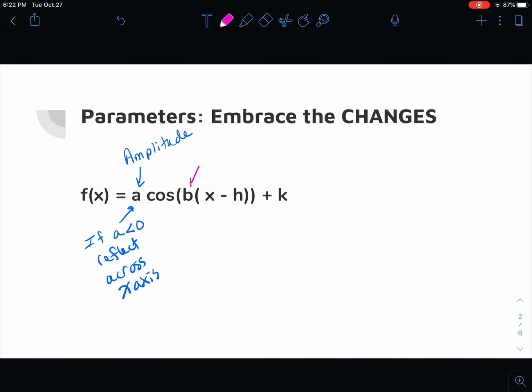Okay. Now we're going to take a look at our B value. The B value helps us determine the period. What you want to think of here is PB, that relationship: the product is always equal to 2 pi. So PB equals 2 pi. If we know B, we can solve for the period. And again, this is for cosine or sine.